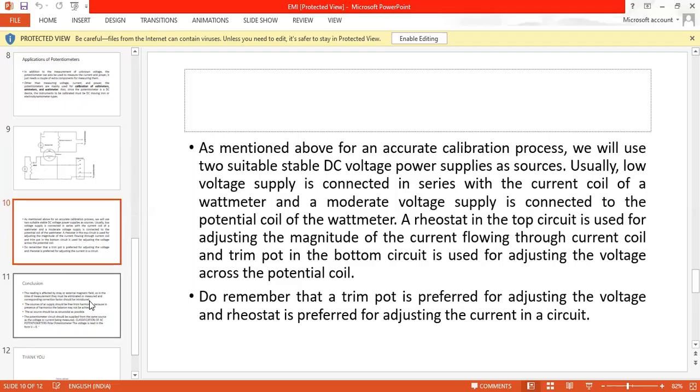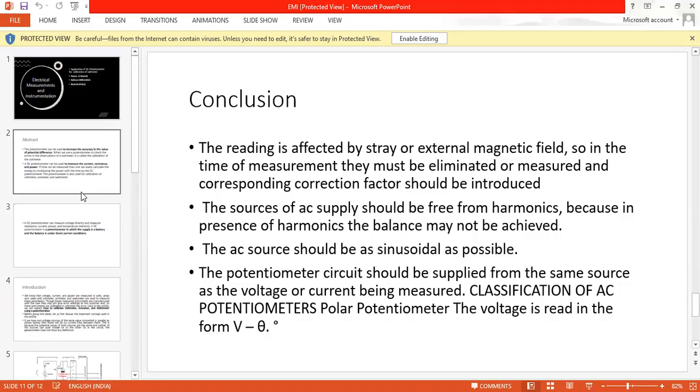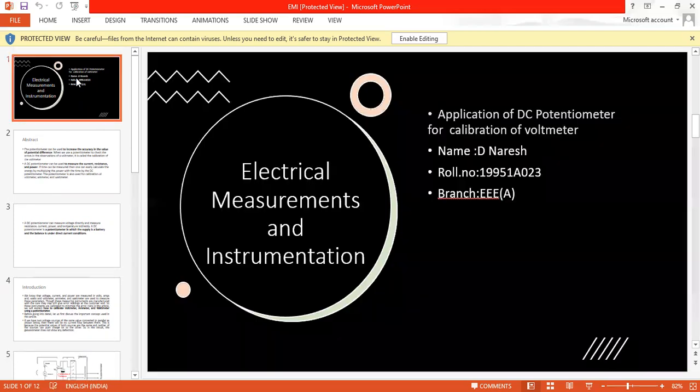At last, the conclusion states that the reading is affected by stray or external magnetic fields. So, at the time of measurement, they must be eliminated or measured, and a corresponding correction factor should be introduced. The sources of each AC supply should be free from harmonics because in the presence of harmonics, the balance may not be achieved. The AC source should be as sinusoidal as possible. The potentiometer circuit should be supplied from the same source as the voltage or current being measured. In an AC potentiometer, the voltage is read in the form V and theta.